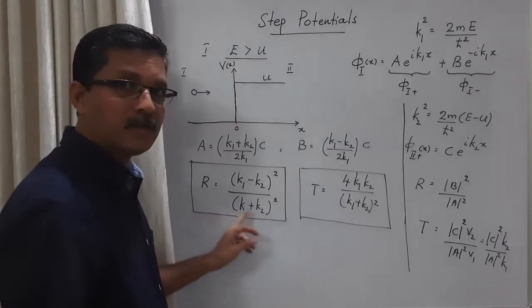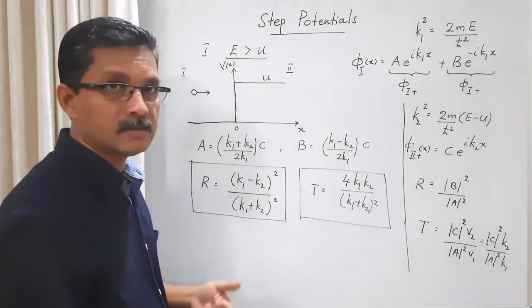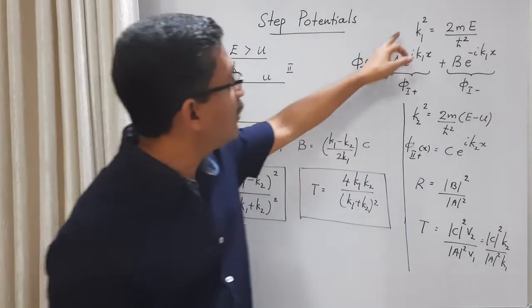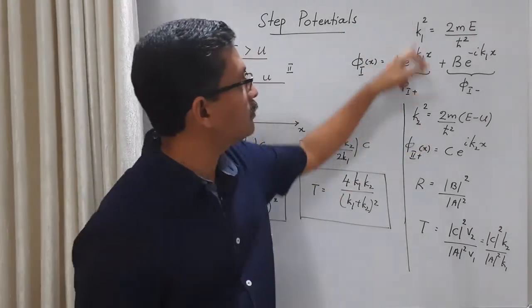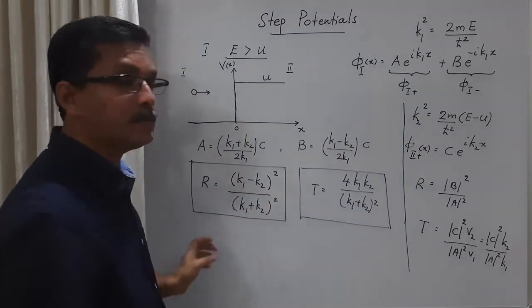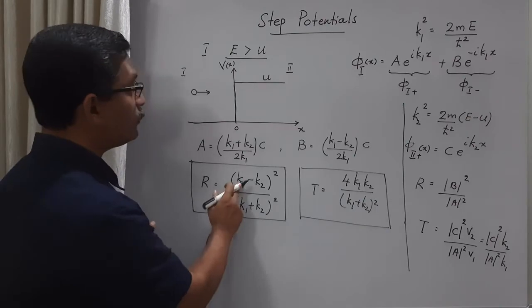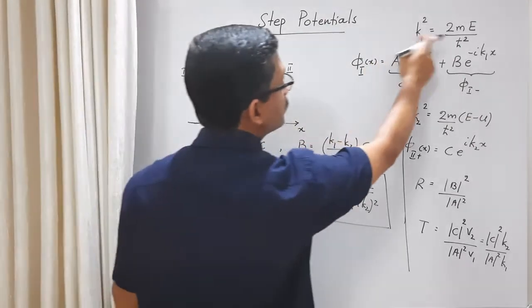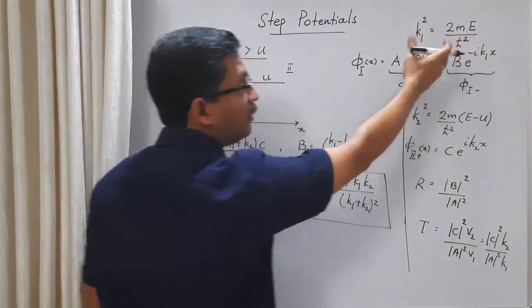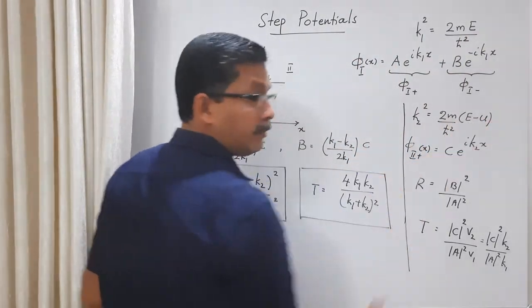These reflection and transmission probabilities we can express in terms of energy. This k1 and k2 are connected to energy, so we can rewrite these probabilities in terms of energy. If you substitute for k, what is k1? It is the square root of 2m by h cross square times E. And k2 is the square root of 2m by h cross square times (E minus U).